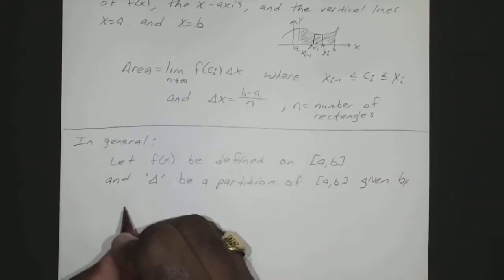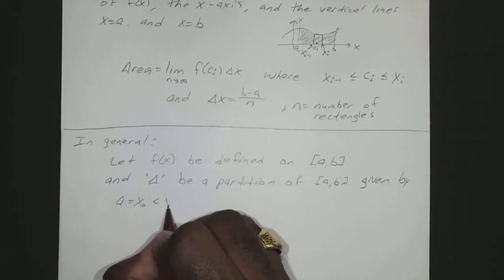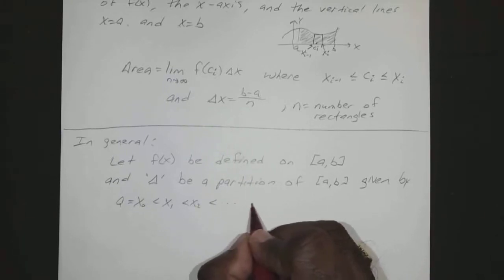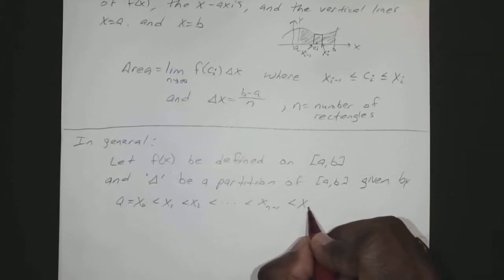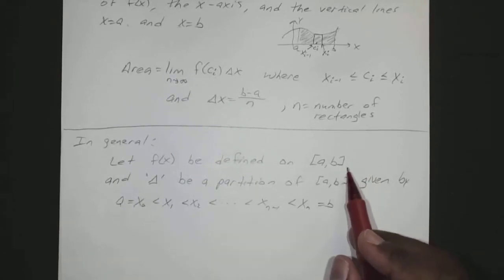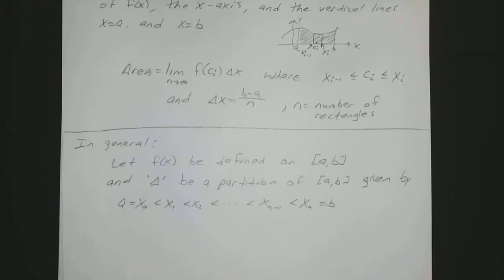Given by a equals x0, which is less than x1, which is less than x2, and it goes all the way to some x sub n minus 1, which is less than our endpoint, which is b. So all we did was get a and b, chop them up into smaller rectangles, and have a be our x0, then the next one be x1, then x2, then x3, then x4, increasing as it's going to the right.